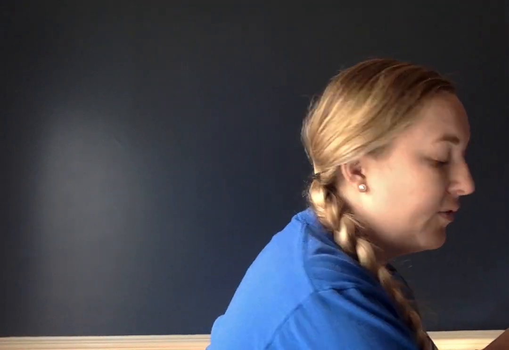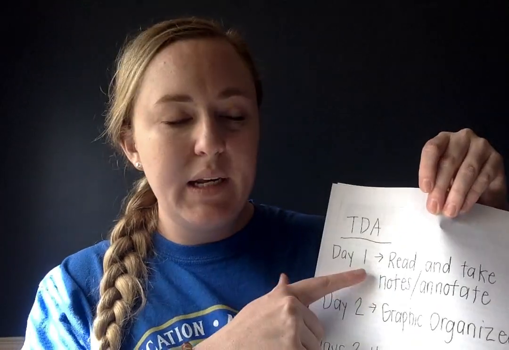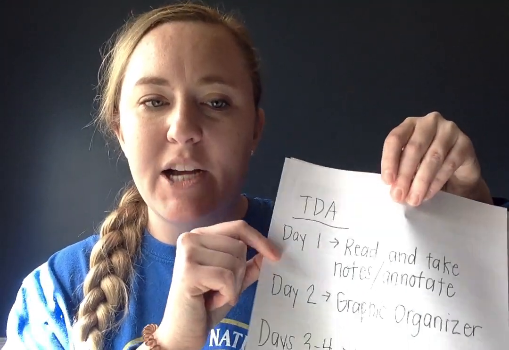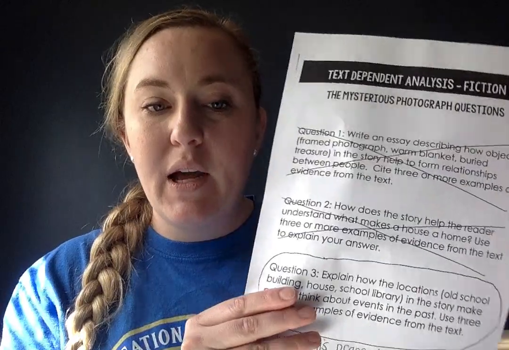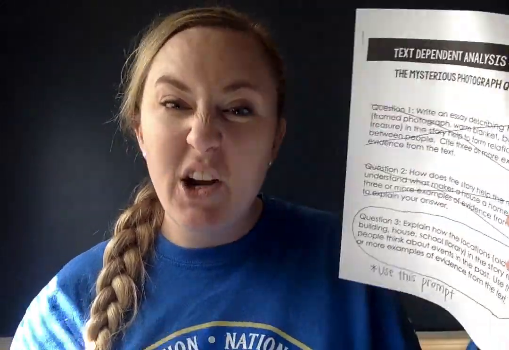Then for writing day 1, you're going to be writing a TDA. But today you're not writing it. Day 1 is just to read it and to take some notes, which means you're going to annotate. So you're going to be reading the article called The Mysterious Photograph. It is front and back, and this is the prompt you're answering. I would read the prompt first. Actually, I'll read the prompt to you. You're doing the one that is circled.